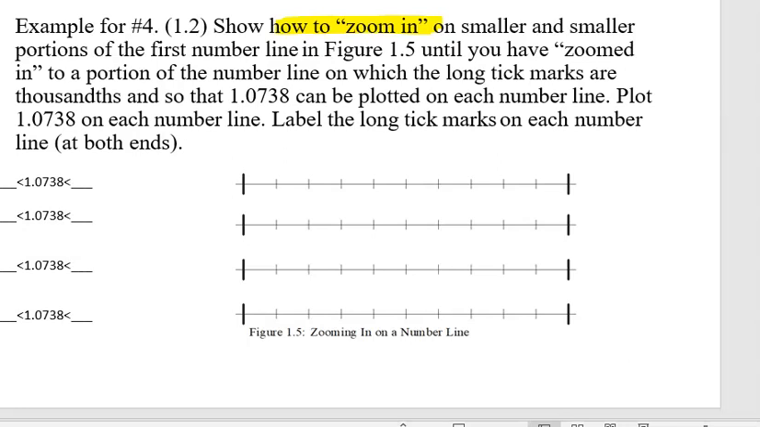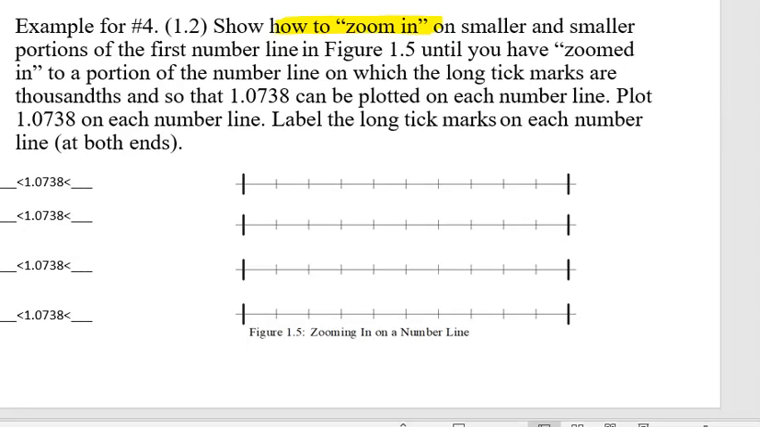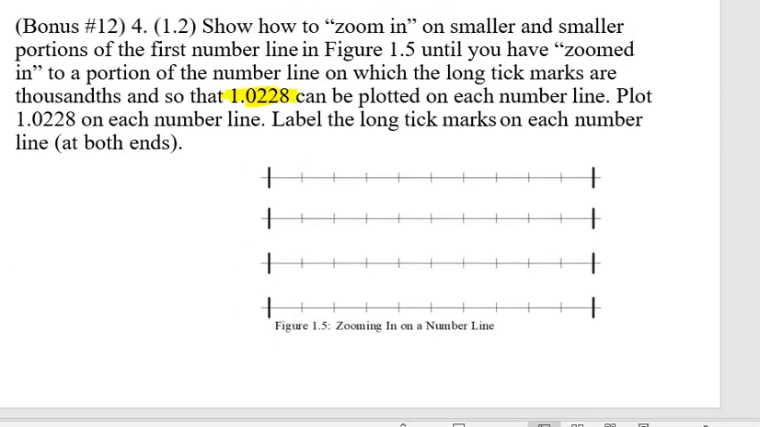And zooming in on the number line to demonstrate a decimal will also help students understand the place values better, how the 1/10 is generated, or how the 1/100 is generated. So for example, I'm using 1.0738 to show you how to do this, and the one for practice on the study guide is 1.0228. So hopefully after this example you can zoom in on the number line to find where 1.0228 is.